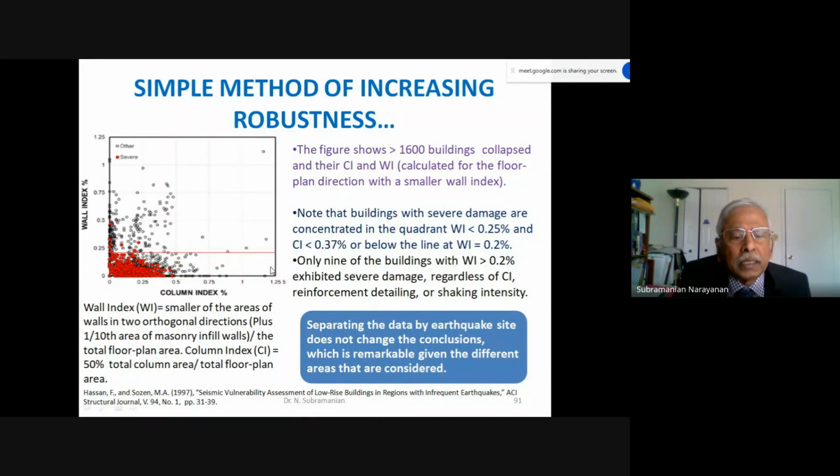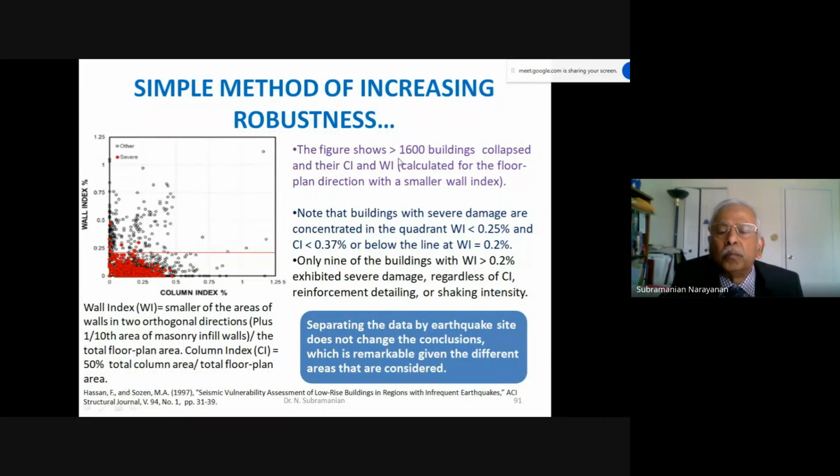So they plotted this column index and wall index. Wall index is the smaller of the areas of walls in two orthogonal directions plus 1/10 area of the masonry infill walls, to the total floor area, and column index is the 50% of total column area divided by total floor area, plan area. They plotted this, and you see that these are the failures and these are the buildings which did not fail in the earthquakes.